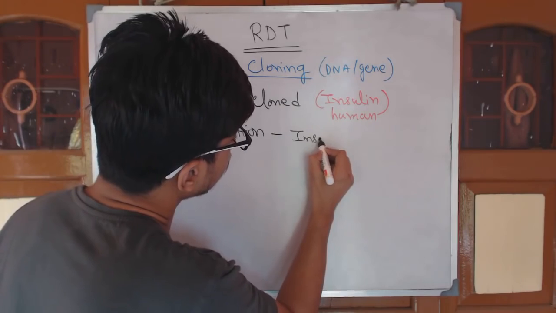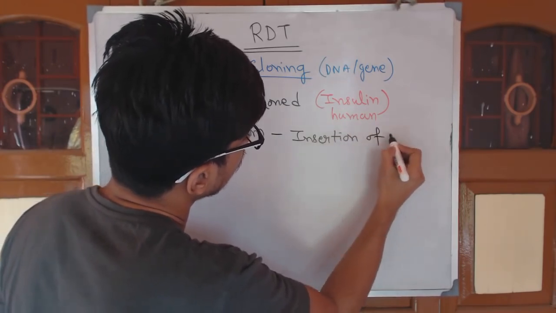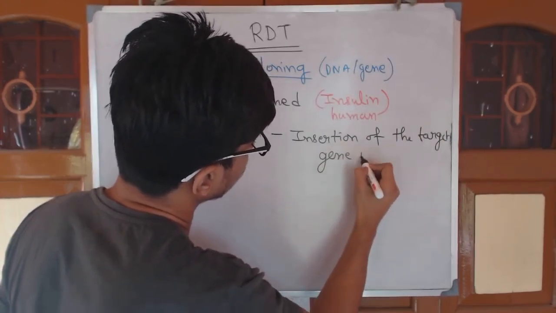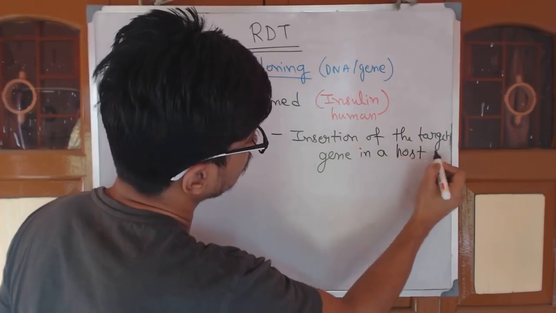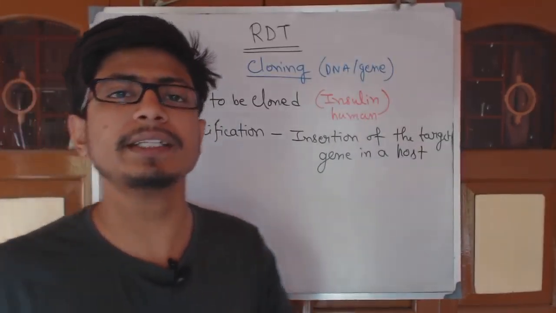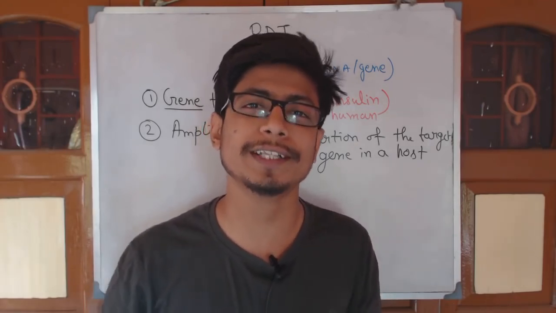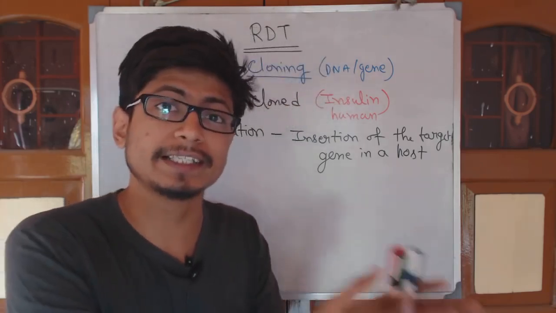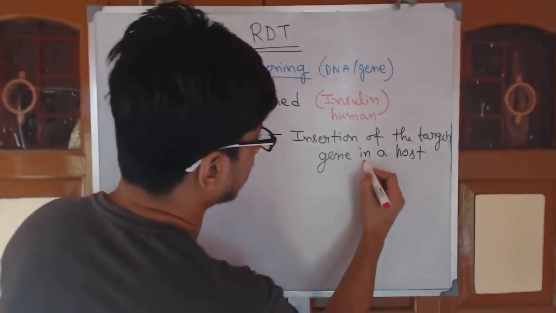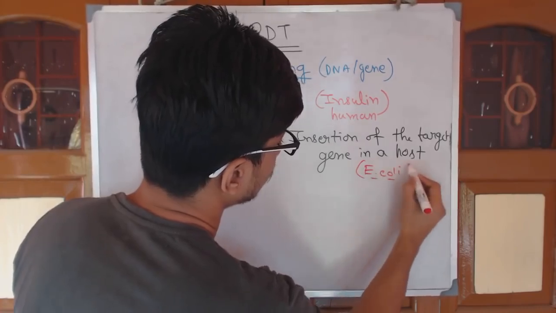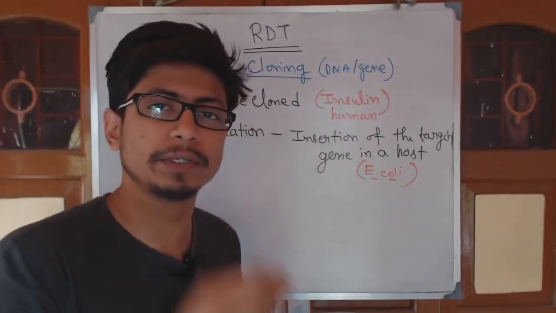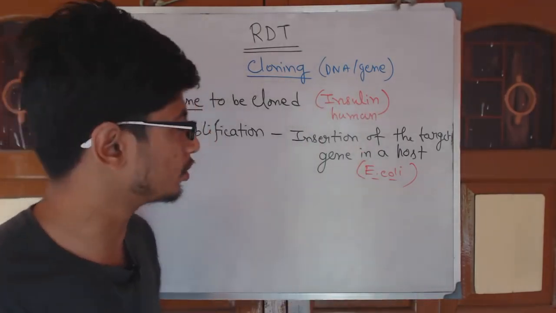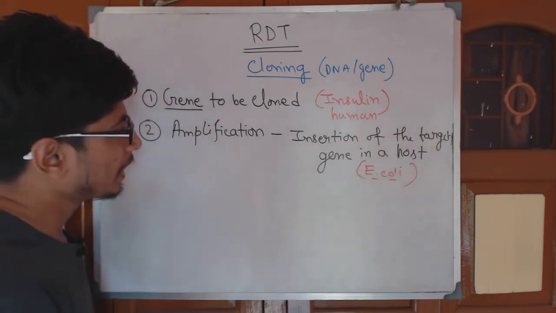So insertion of the target gene in a host cell, because inside the host cell DNA replication is going on all the time, transcription is going on, translation is going on. So we want this gene to be inserted in such a host cell. Let's say in this case it's a bacteria, E. coli. Inside this bacteria we want to insert the gene so that it can be amplified naturally inside the host cell. This is the second process.